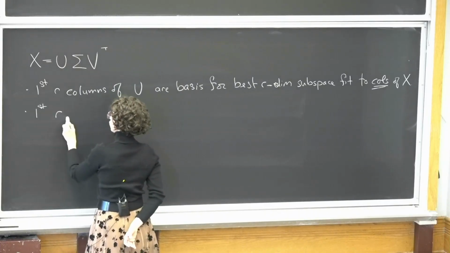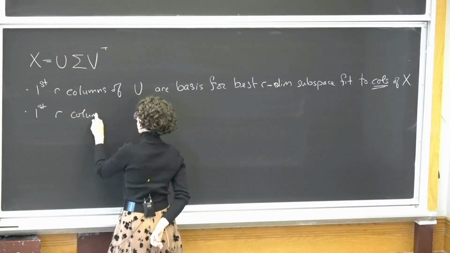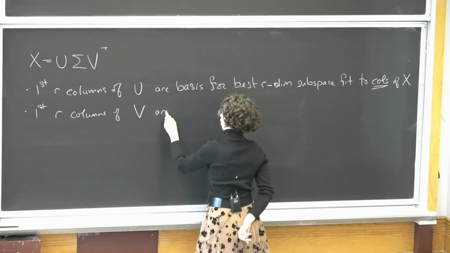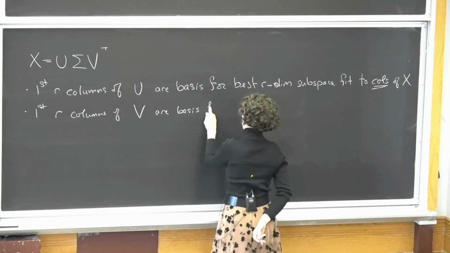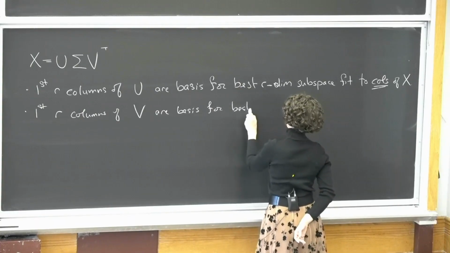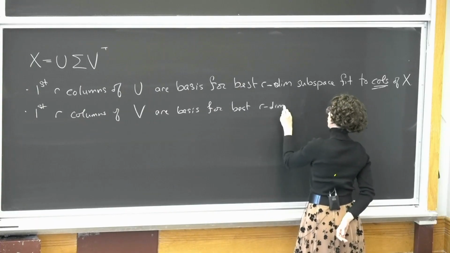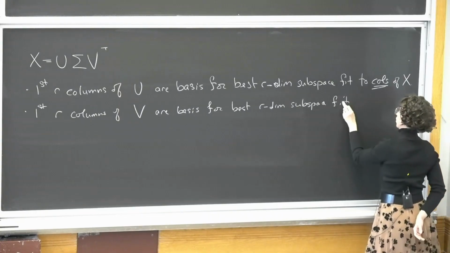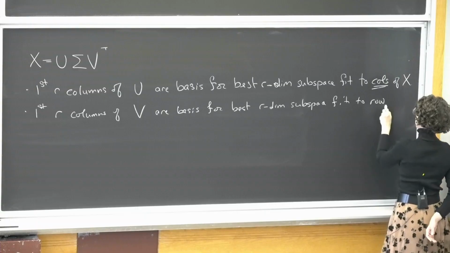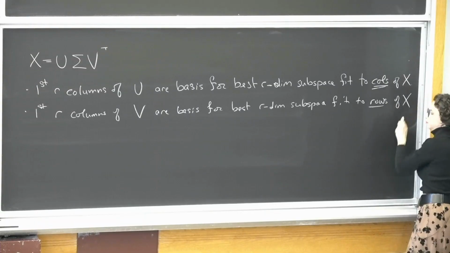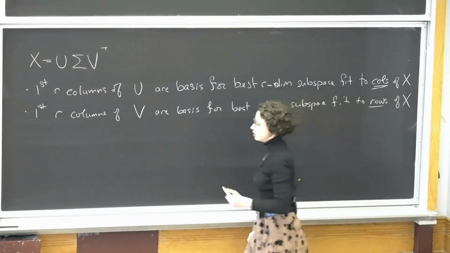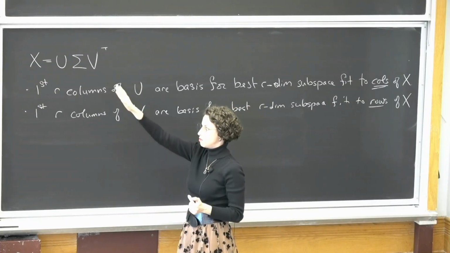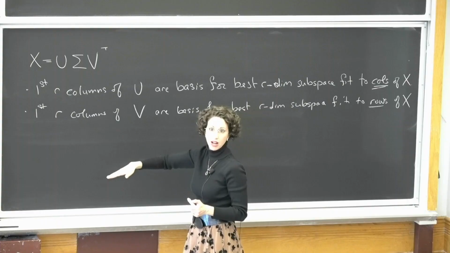Simultaneously, the first R columns of V are a basis for the best R-dimensional subspace fit to the rows of X. And in our example that we were starting off with, the rows of X, like I put on the first board, are just the Xi's.